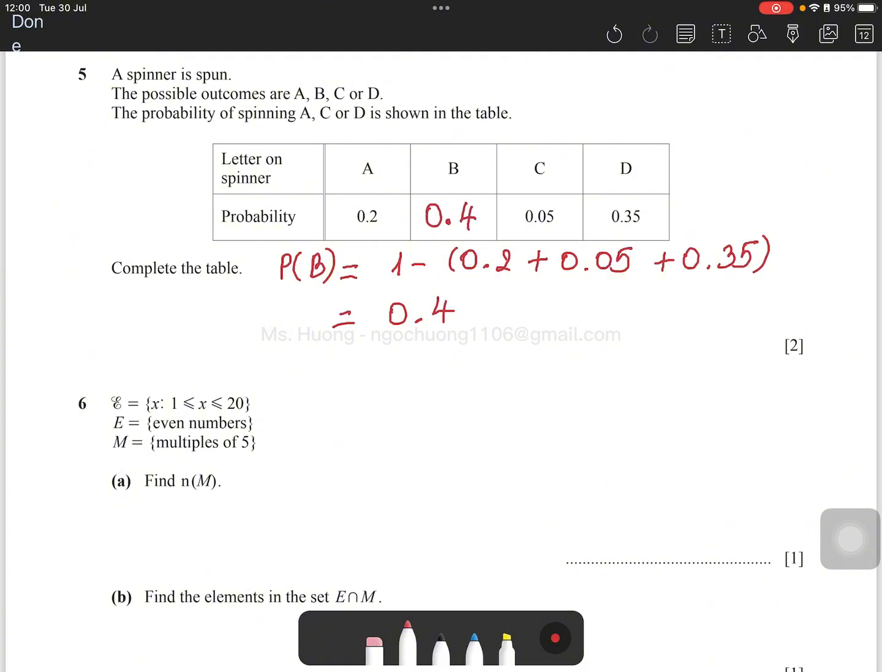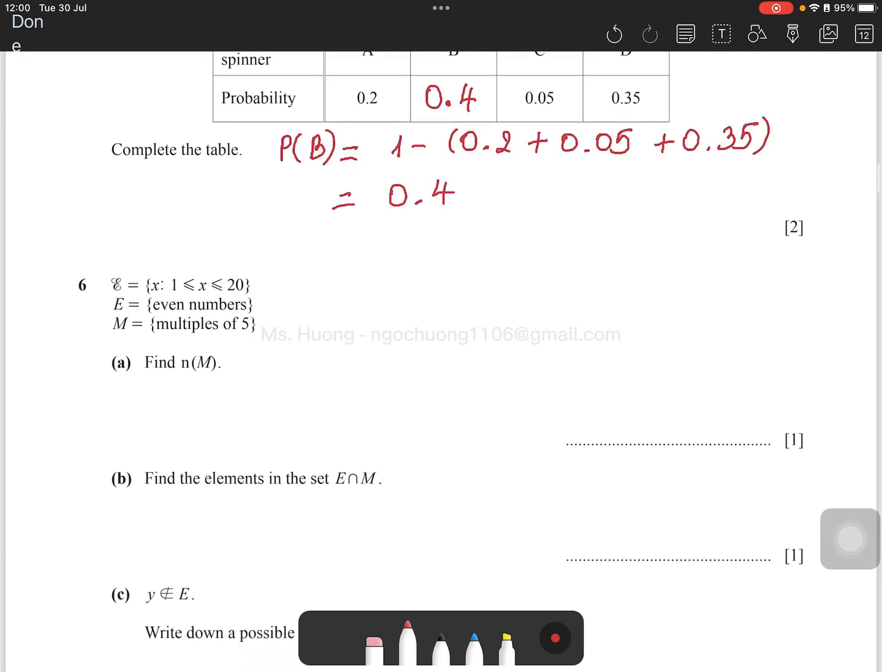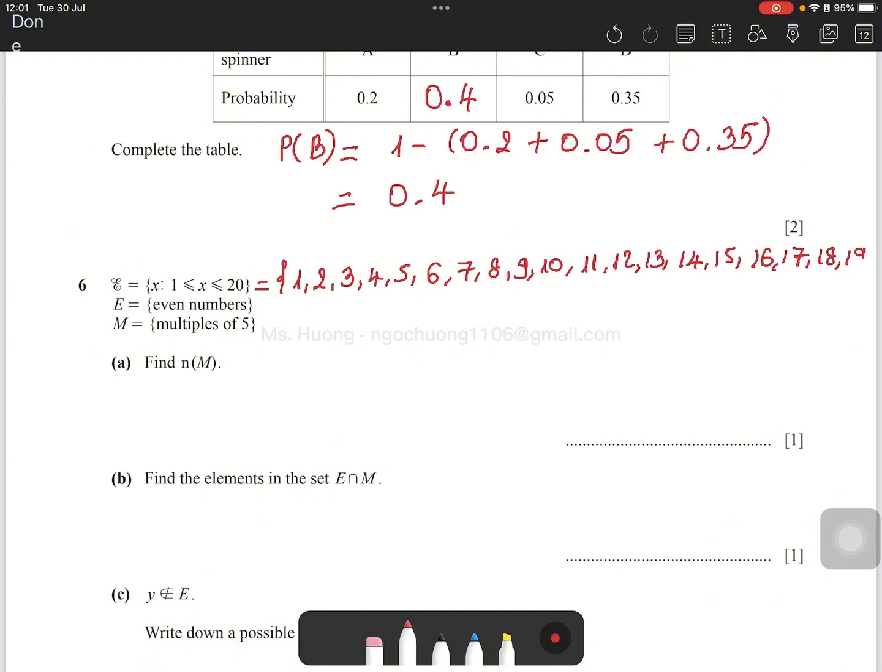Question 6. The universal set is any whole numbers from 1 to 20. So this set has all the numbers like 1, 2, 3, 4, 5, 6, 7, 8, 9, 10, 11, 12, 13, 14, 15, 16, 17, 18, 19, and 20.